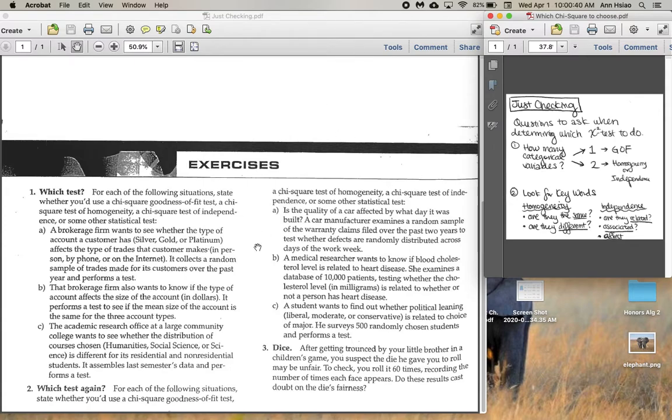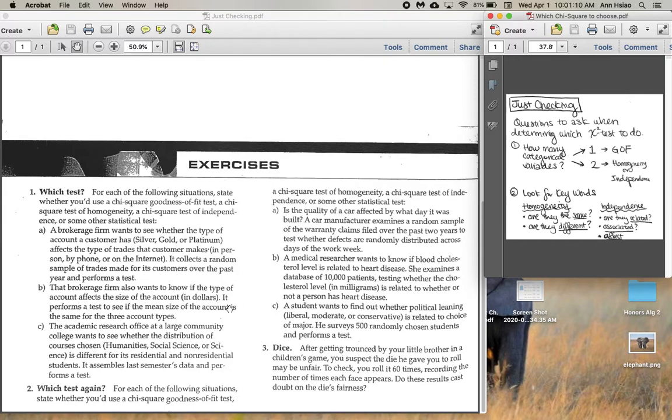All right, so here are the answers for number 1. All right, so number 1A, this is going to be a chi-square test of independence. All right, we have 2 variables, which is the type of account the customer has and then the type of trades. So we have 2 categorical variables, and then we want to see a keyword there. So we see effects is our keyword that makes it independence.